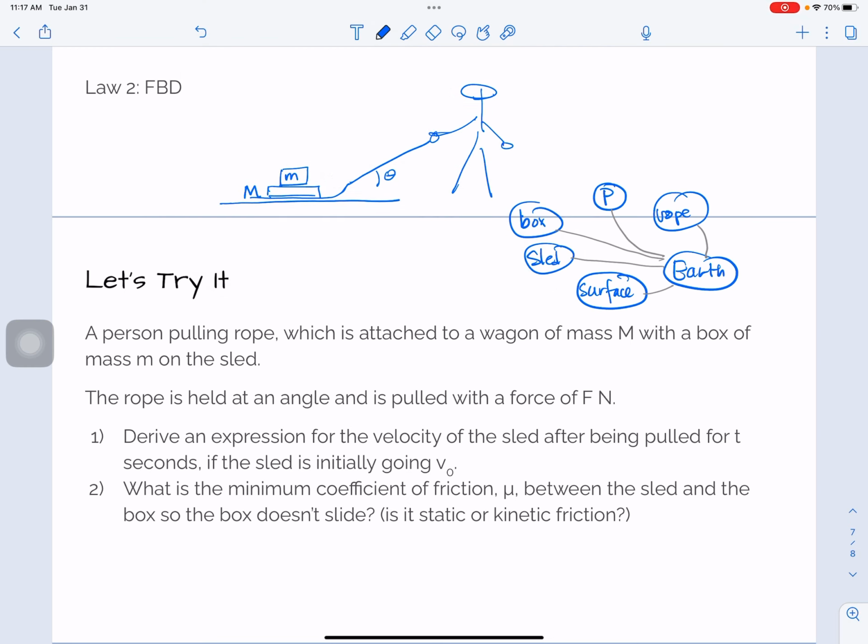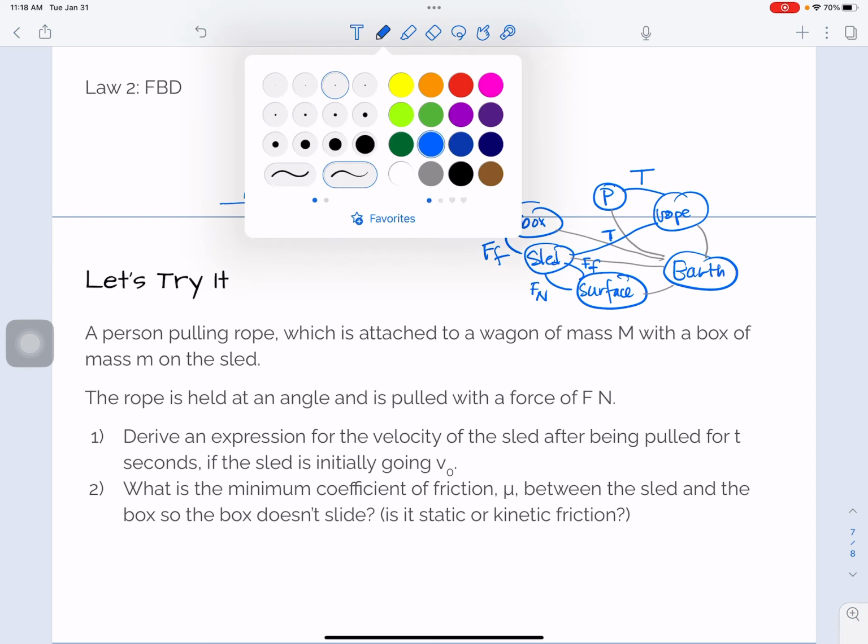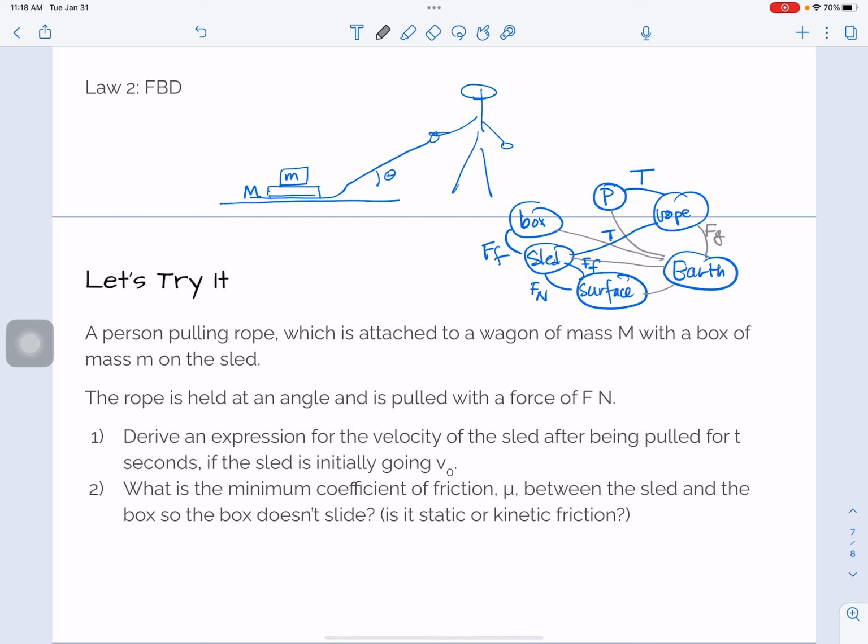Okay, between the person and the rope, there's tension. Between the rope and the sled, there is tension. Between the box and the sled, there is friction. And between the sled and the surface, I have normal force. And I'm also going to put in friction, because I did not say it was frictionless. And all the gray ones are the force due to gravity, also known as weight. And the formula for the weight or force due to gravity is mg. So that is our schema.